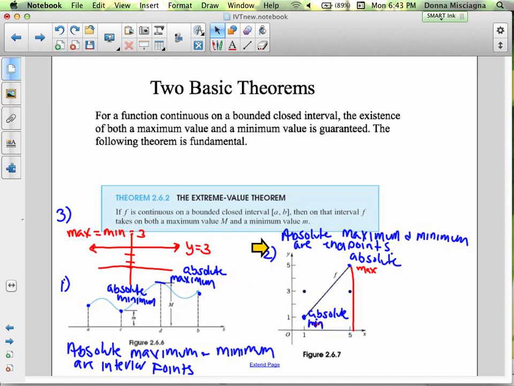Here we have a nice and easy one. Absolute max and minimum are endpoints. So here's our absolute minimum and our absolute maximum. They are just endpoints there. Even if you have a constant function, you can have an absolute maximum and an absolute minimum, except your maximum and your minimum are going to be the exact same thing. So here's y equals 3. Its maximum is 3, its minimum is 3, everything's 3.